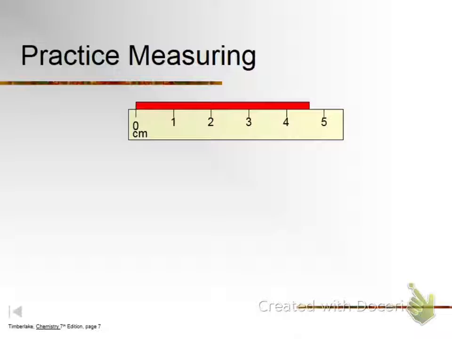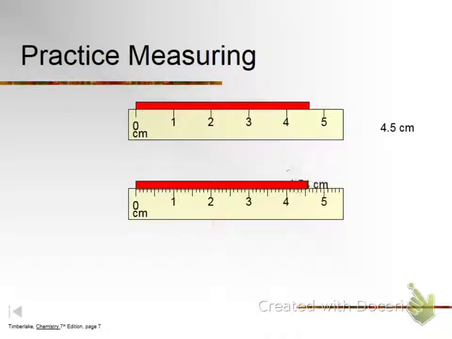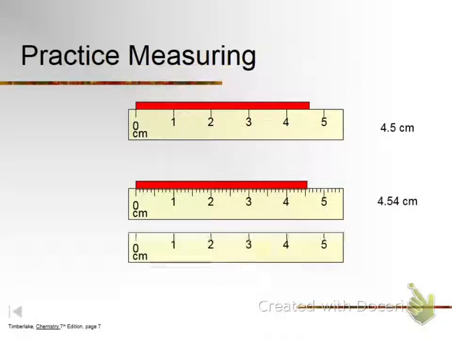On that one, what would you call that? What's the known digit? 4. Okay? So 4 is going to be certain. And then what would you call the second digit? Okay? 4.5 they called it. But you're not wrong by saying 4.6. That's your estimation. Okay? Now if I do it with this ruler, it's more precise.